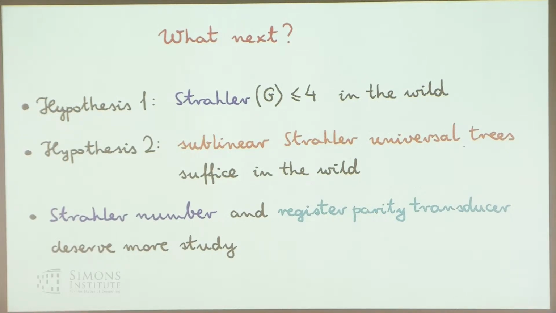On the more theoretical side, I think that the Strahler number, the register parity transducer and the register number are interesting concepts that are understudied, and they deserve to be looked at in more detail. For example, in automata on trees. Thank you.